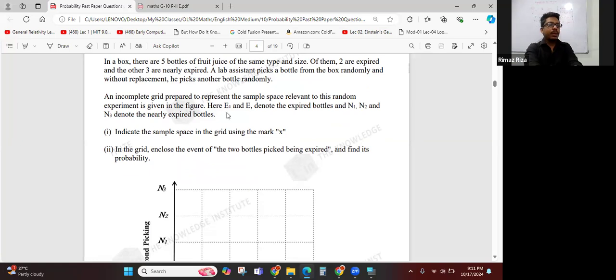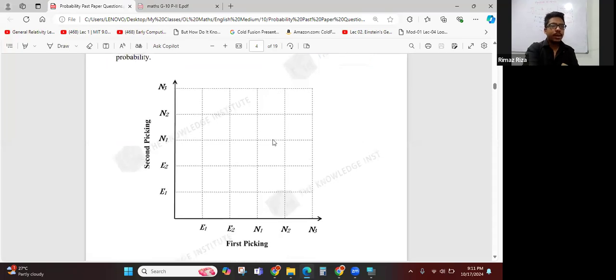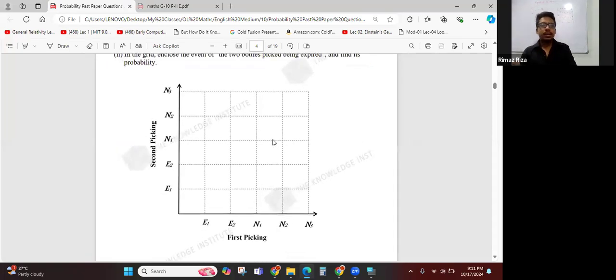An incomplete grid prepared to represent the sample space relevant to this random experiment is given in the figure. Here E1 and E2 denote the expired bottles, so there are two expired bottles, one is E1 and the other is E2. And N1, N2 and N3 denote the nearly expired bottles. Question number one: indicate the sample space in the grid using the mark X. So this is the grid diagram, and in this grid diagram we have to mark the sample space.